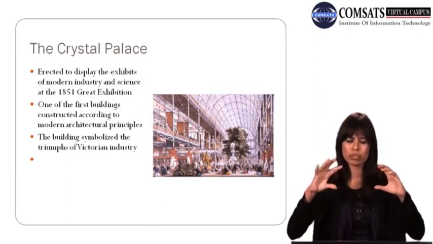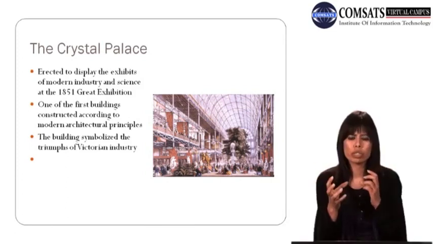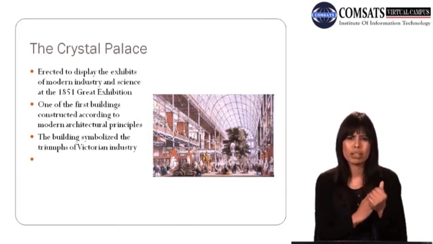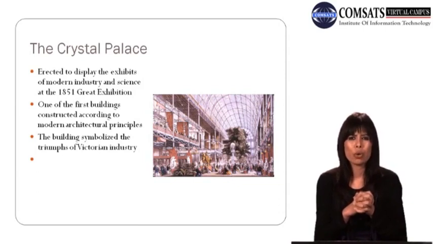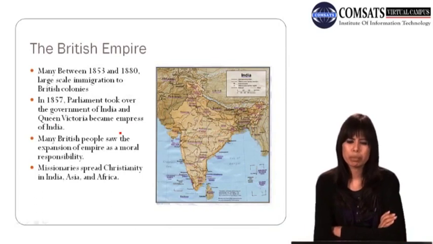So my dear students, here you can see, with the advancements of technology, this modern, very huge palace in England that is known as the Crystal Palace, and it is based on different modern architecture designs. Fine. The building symbolizes the triumphs of Victorian industry. So basically this is about the Victorian industry. This is a clear-cut example, or the symbol, of the Victorian industry of that time, that it was on the peak. All right. So another thing which is very much important is the British Empire.